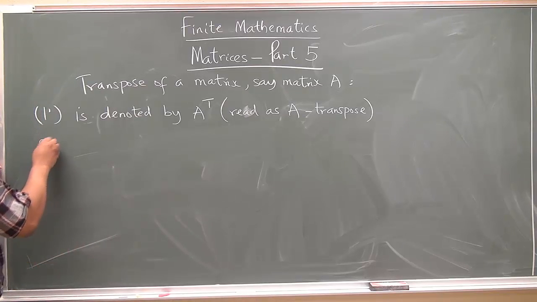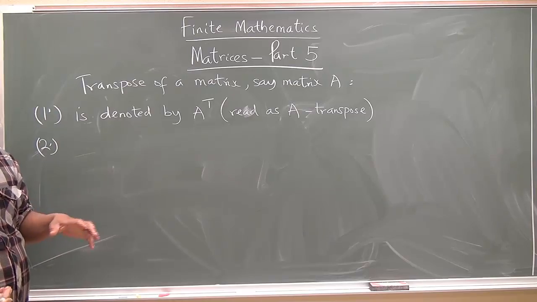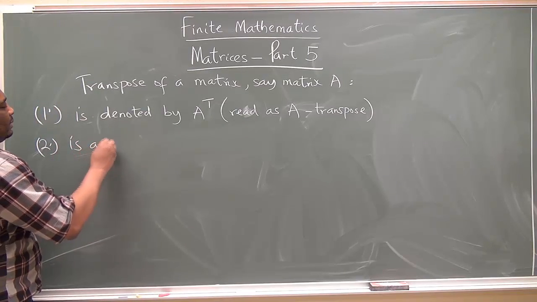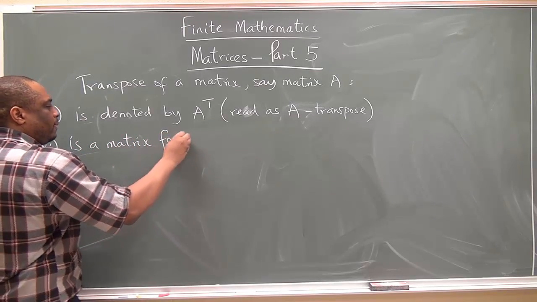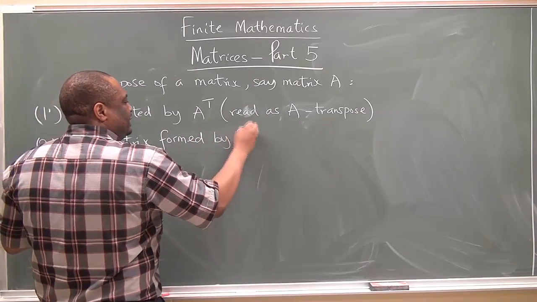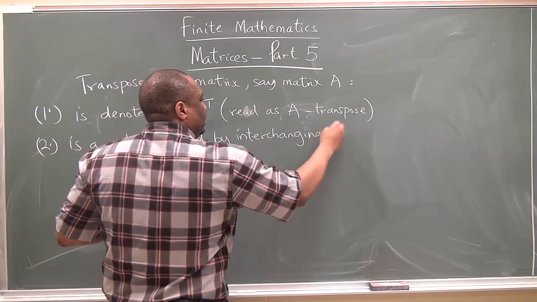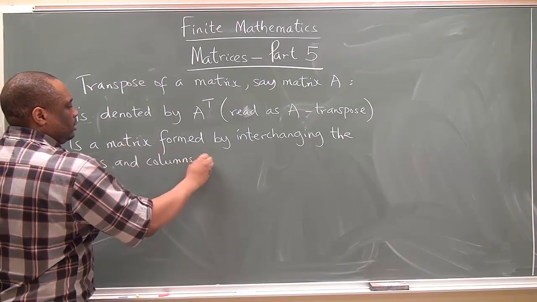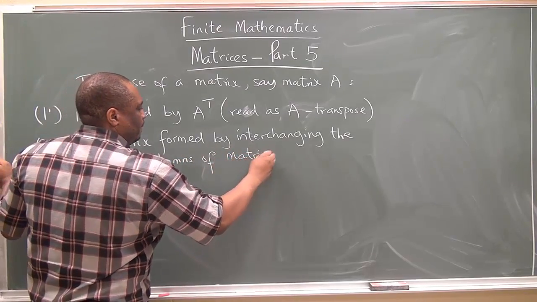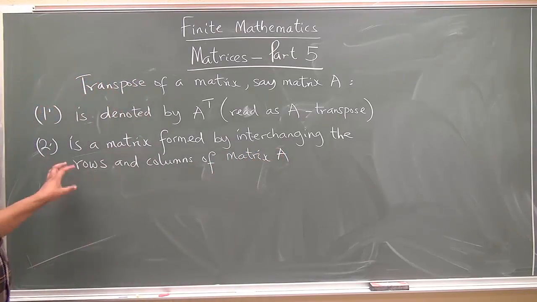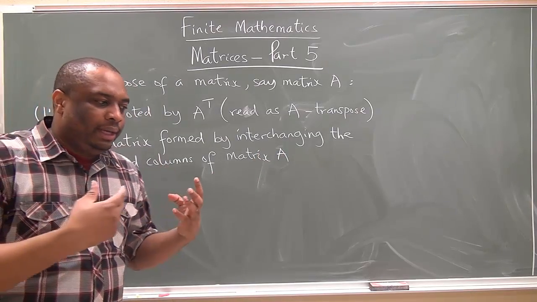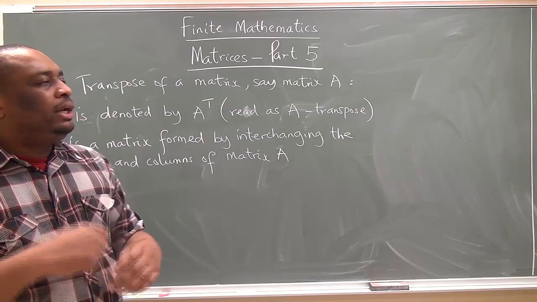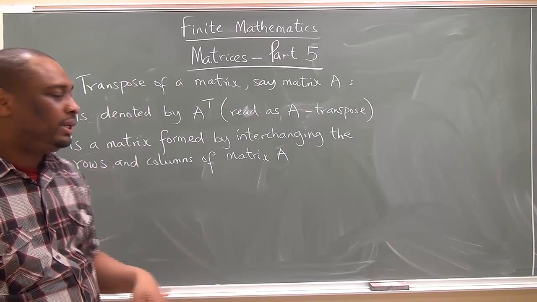Number two, it is a matrix formed by interchanging the rows and columns of matrix A. What do we mean by this? What we mean is that the rows of matrix A will be the columns of matrix A transpose, and the columns of matrix A will be the rows of matrix A transpose.